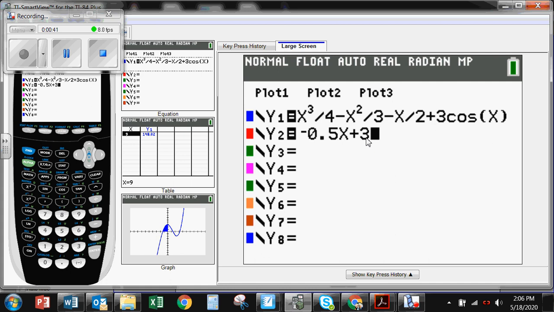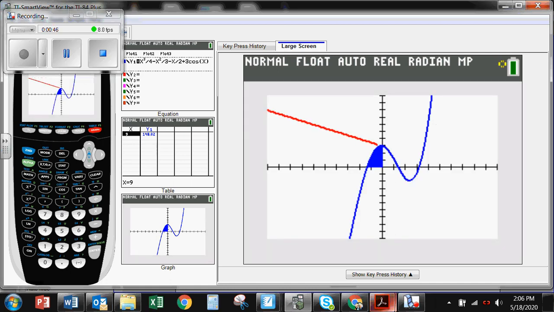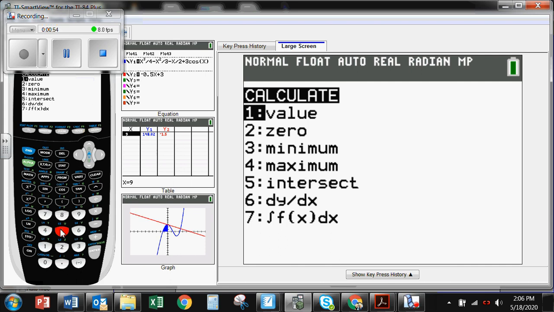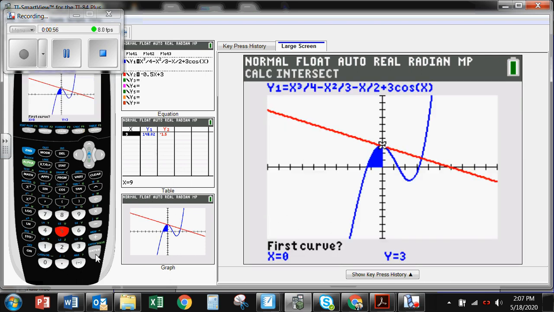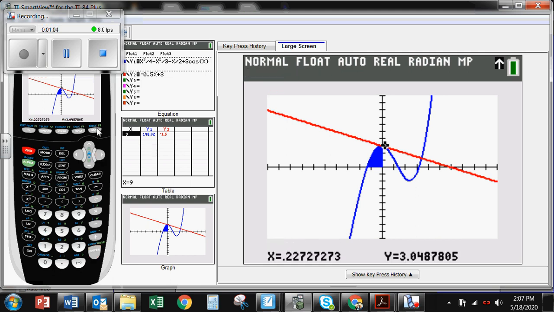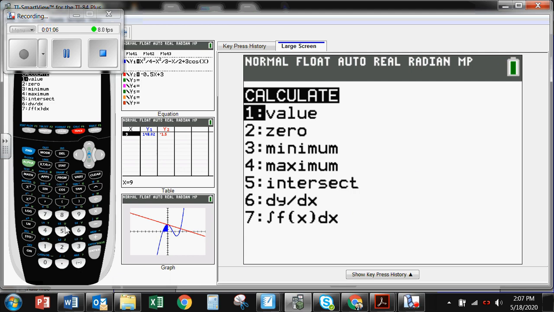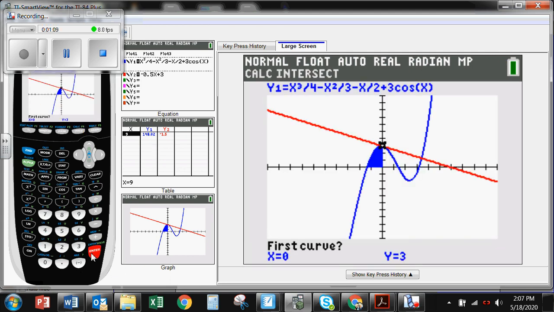So I put in my negative 1/2 x plus 3. Let's graph it. I'm trying to find the intersection between these two lines. So we're going to do second calculate, choice 5, intersection. First curve, yes. Second curve, yes. Oh wait, I did the wrong one. Second calc, I hit enter twice. Intersection 5. First curve, yes. Second curve, yes. Now, before I guess, I want to get closer to over here. It doesn't have to be right on it.